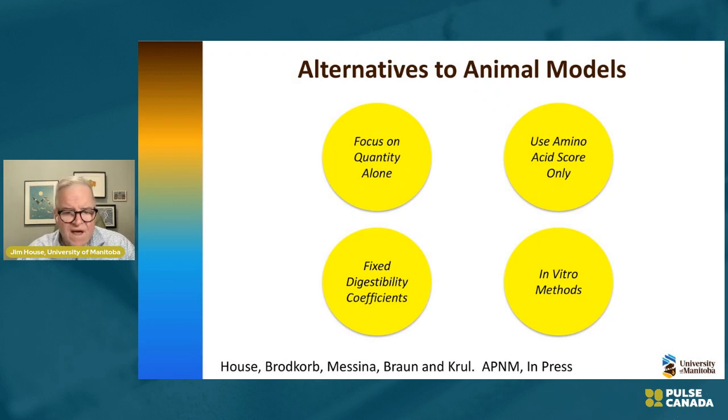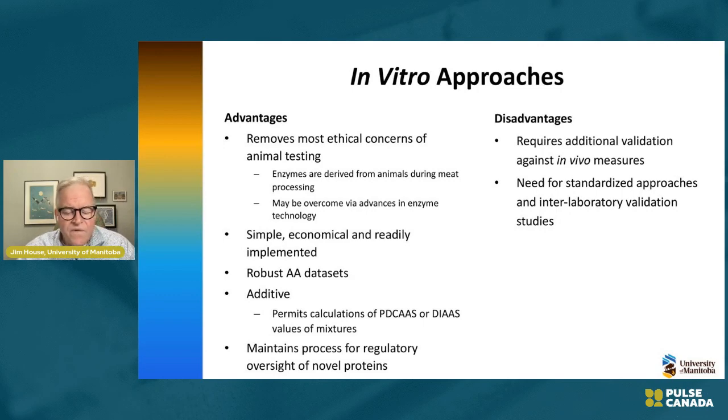I think there would be a lot of debate as to what that coefficient would be. But I think a more pragmatic approach is to look at in vitro methods, where there has been substantial investment of time and effort to look at alternatives to the use of animals. So that's going to be the focus of the rest of this talk, is to look at in vitro approaches, some of the advantages and disadvantages.